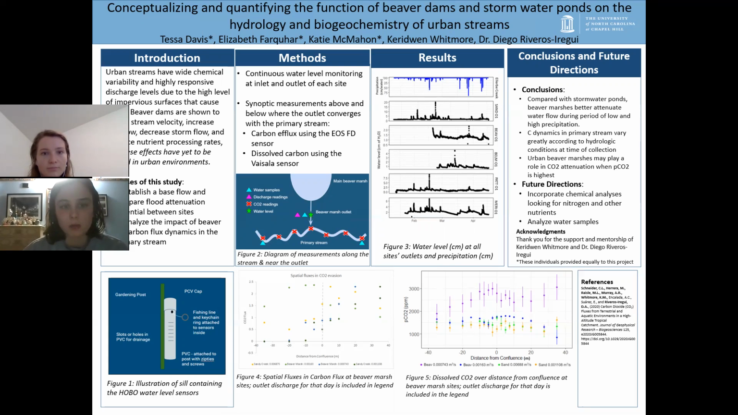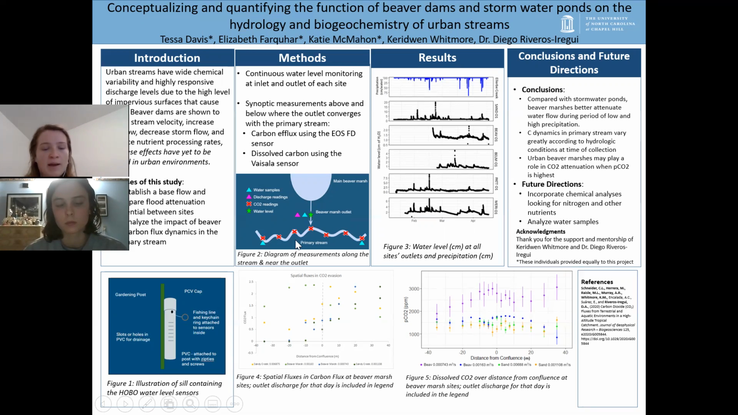Our study aims to quantify the impact of beaver dams on urban water quality by first using discrete synoptic data gained from field observations to represent the impact of beaver on carbon flux dynamics in the primary stream, and second, using local rainfall data, continuous water level observations, and discrete discharge readings to establish a base flow and compare flood attenuation potential between sites.